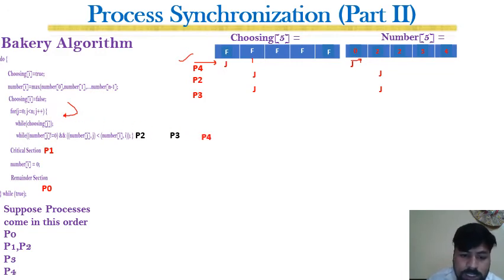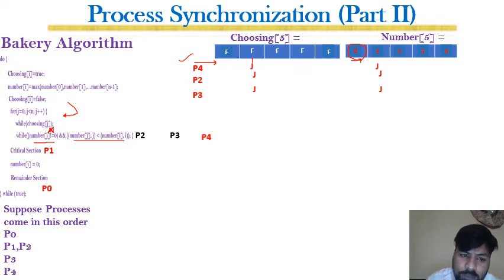Now suppose P4 proceeds. Once P4 proceeds and it evaluates that number at j is equal to 0. Number at j shouldn't be equal to 0. But once it evaluates this condition, it finds that it is 0. So the first part of the condition becomes false. Once this part becomes false, it will have to carry on. It need not check the second part of the condition because they are connected with an operator, and it will move ahead. Once again, it will increment its pointers of j.